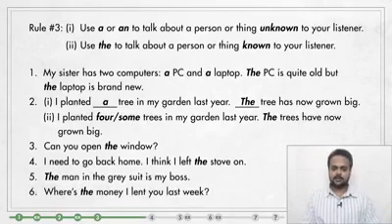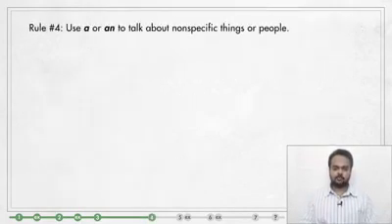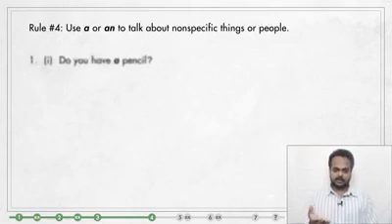Here's one final example. Where's the money I lent you last week? So I start with, where's the money? And then I say, which money? The money that I lent you last week. Okay, let's now talk about rule number 4. Use a or an to talk about non-specific things or people. What does that mean? Well, here's an example.